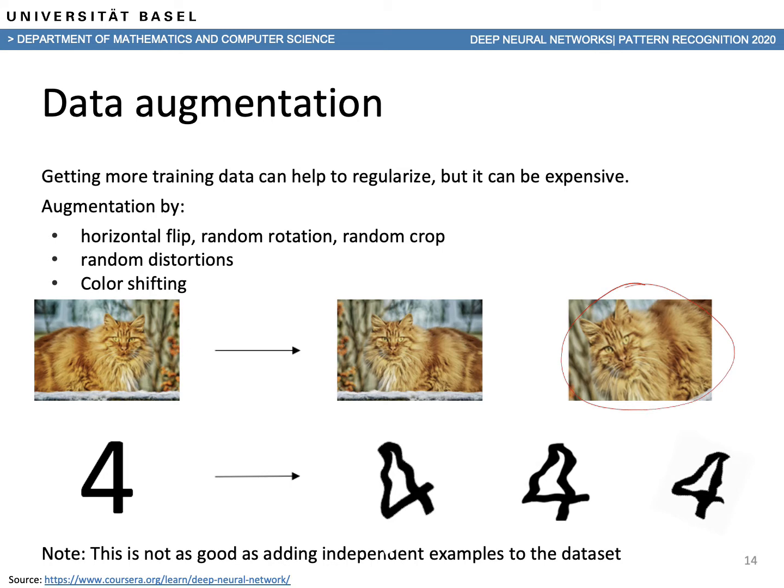But the thing to note is that this is not as good as adding independent examples to the dataset, but it is also much cheaper. So you only have to label an image one time, and then you could augment it, let's say, 10 or 100 times, but only labeling one image, and then you will get 100 data items in your dataset.